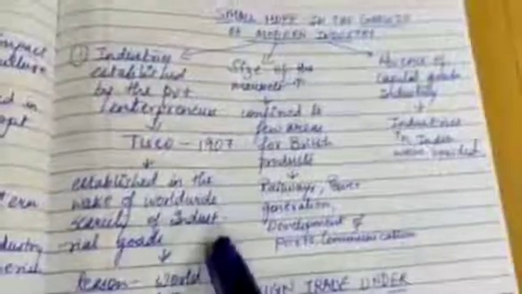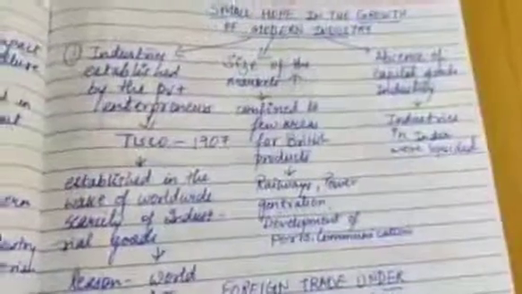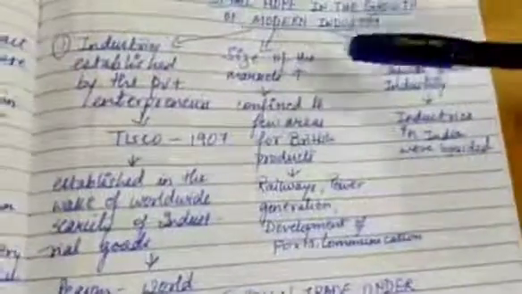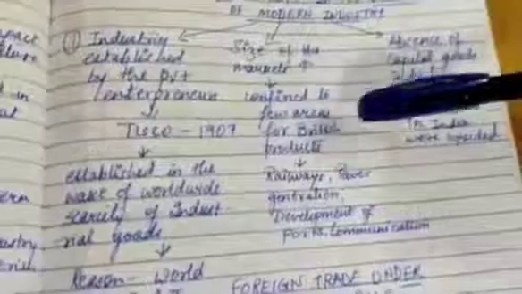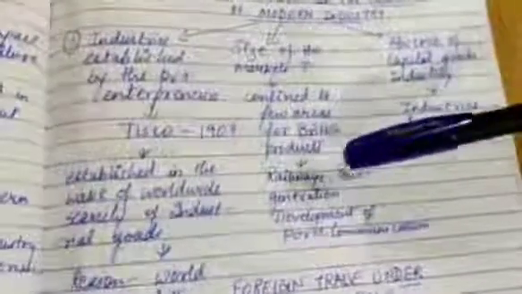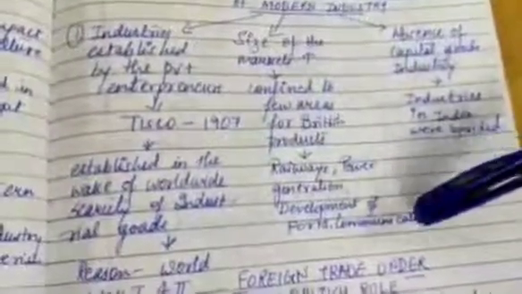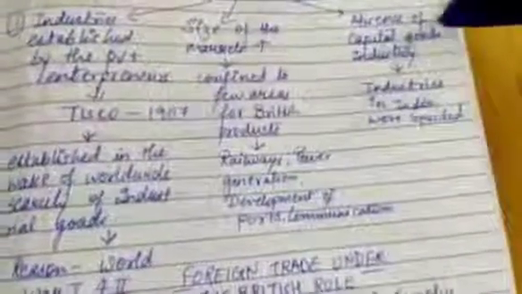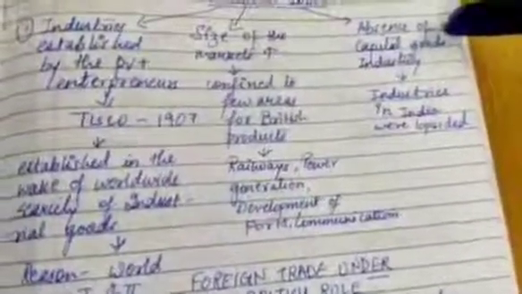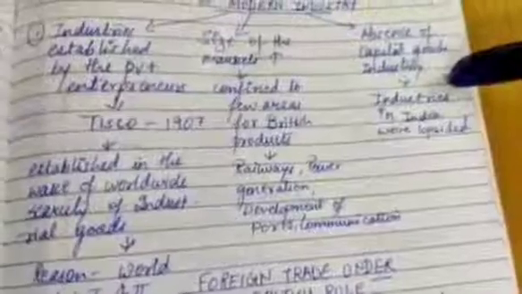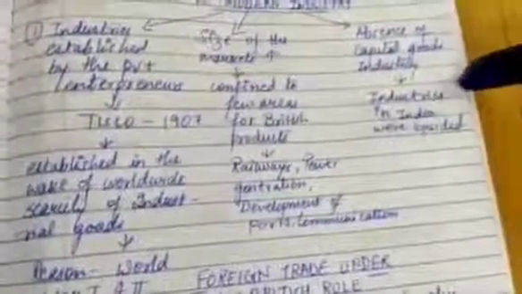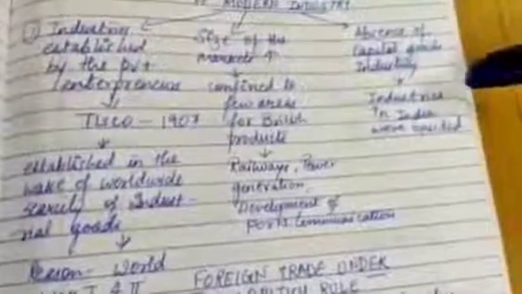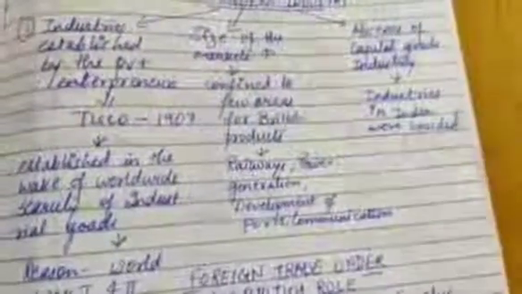It was established in order to meet the worldwide scarcity of industrial goods during World War I and II. Second is that the size of the markets had increased, which was confined to a few areas for the British products, like railways, power generation, development of ports, and communication. Third, the absence of capital goods industries suggests that there were no capital goods industries worth the name, because in the absence of these industries, industrialization was not possible in India, which remained lopsided.